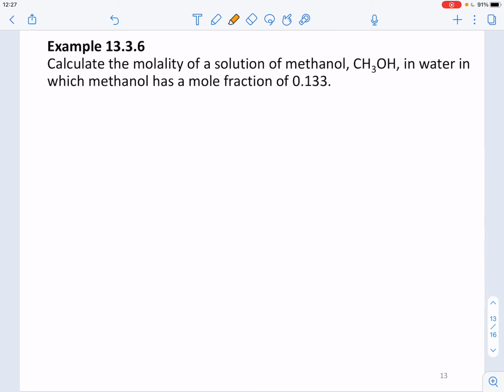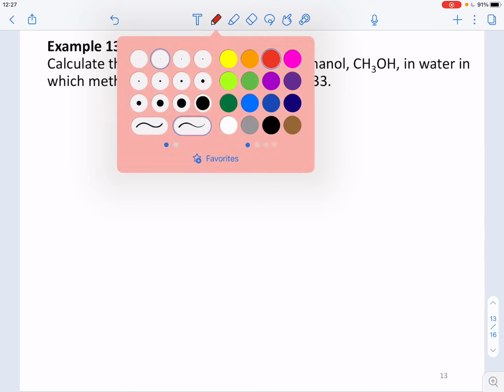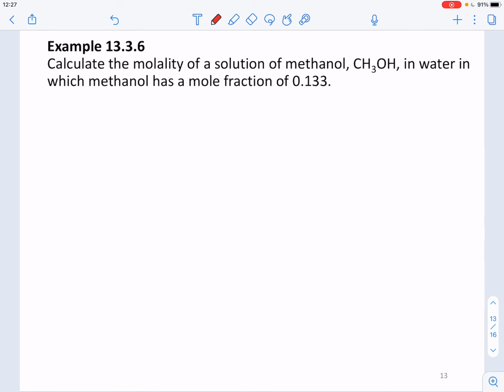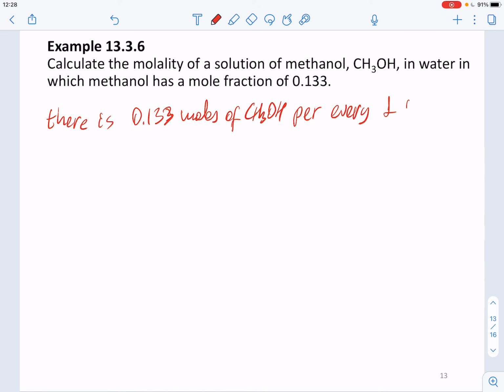Well, you have the mole fraction, but you don't have any starting point like an amount of solution or an amount of solute. You just have the concentration. So this is actually pretty simple, because if the mole fraction of methanol is 0.133, that means there is 0.133 moles of methanol per every 1 total mole of solution.